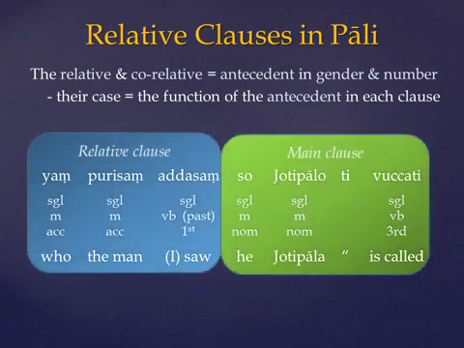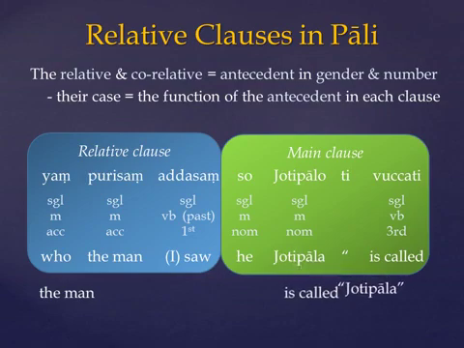Now if we look at the pronouns, they're both in singular masculine, and there's a singular masculine noun in the relative clause, so that's likely to be the antecedent. And if we now take the main clause, we can see that the pronoun so is in nominative case, and that the verb is a third-person singular verb which matches that pronoun, and so we can assume that the man is the subject of the verb. So we can write out the main clause as, the man is called Jyotipala.